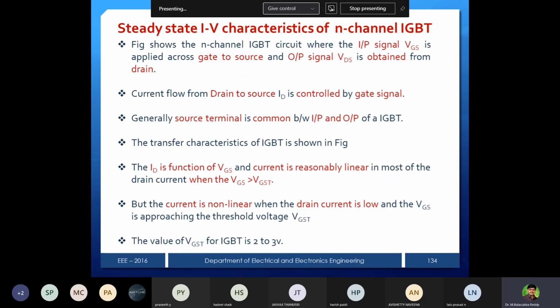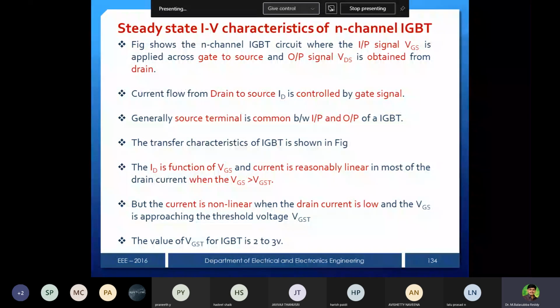Now whatever I explained there, I mentioned here in the theory part. Current flows from drain to source, meaning here collector to emitter, controlled by the gate signal. The source terminal is common between input and output of the IGBT. And these characteristics we can see in our lab also. We have MOSFET, IGBT, BJT characteristics. Maybe next week you will be able to do this experiment physically in our lab.